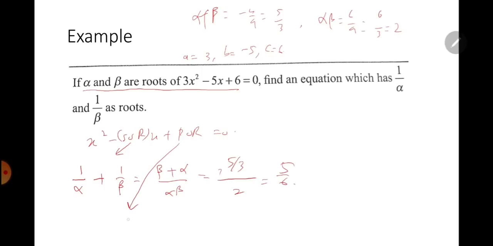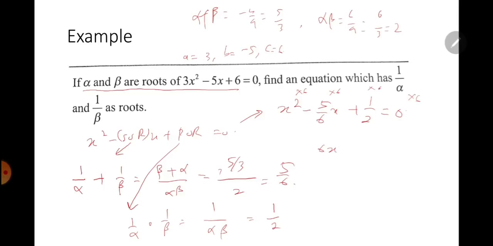Your product of roots will be 1 over alpha times 1 over beta, which equals 1 over alpha beta. Since alpha beta is 2, the product of roots will be 1 over 2. So your new equation with 1 over alpha and 1 over beta as roots will be x squared minus 5 over 6 x plus a half equals 0. Or you can multiply everything by 6, so you will get 6x squared minus 5x plus 3 equals 0. That's your quadratic equation with 1 over alpha and 1 over beta as roots.